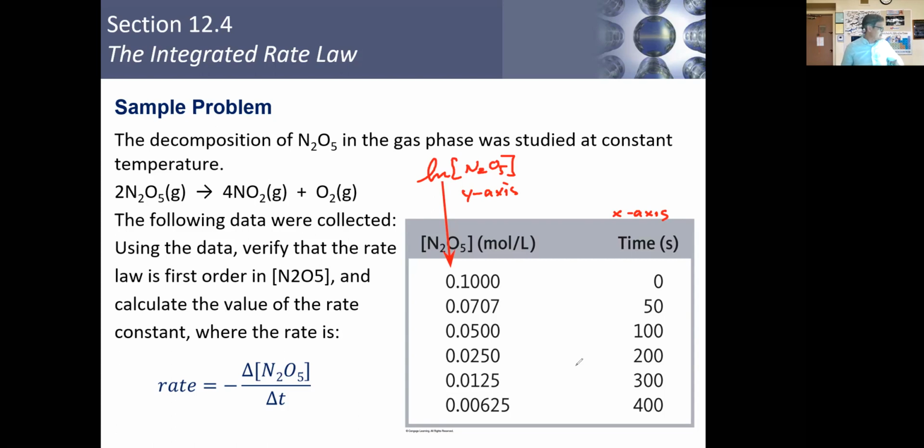So let's go ahead then. Let's verify that this is first order using integration and the integrated rate law. We're not going to use the differential rate law. And then we'll calculate for the constant. That's going to be pretty straightforward.